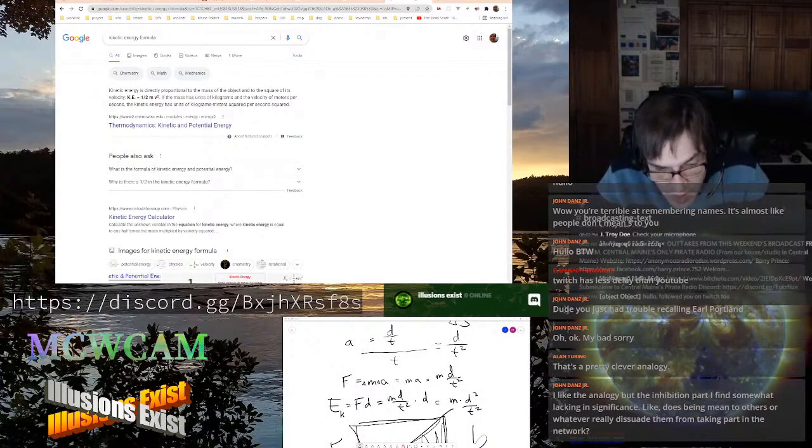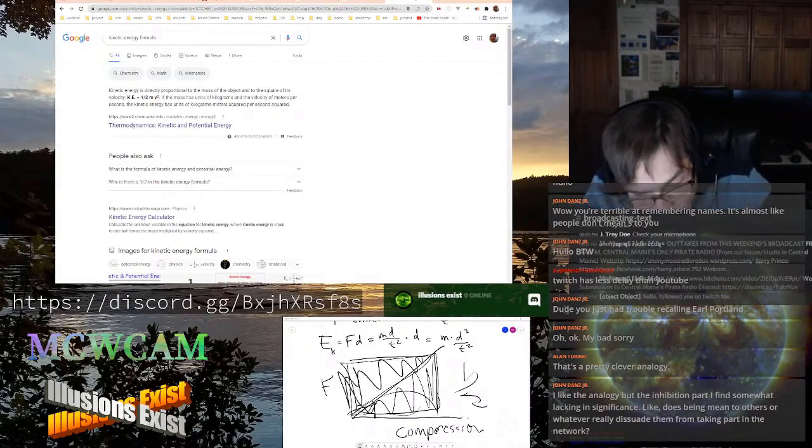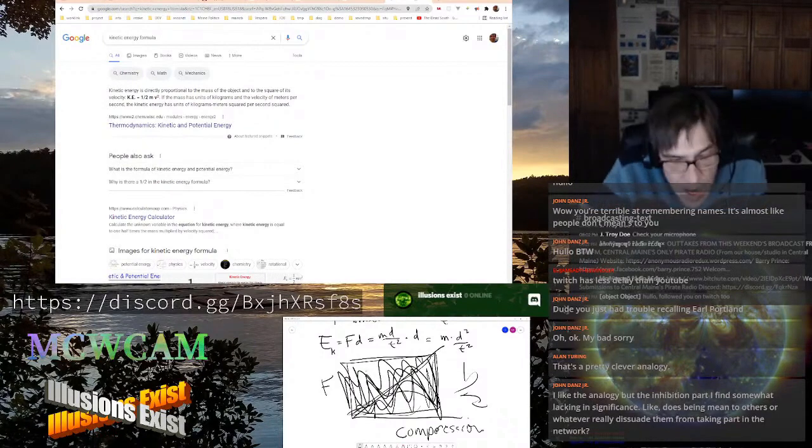And then since with energy you multiply by D, right? So that's how you get the D squared over T squared. That's why they say V squared. But it's not really V squared, it's D squared over T squared. And with gravity, it is the whole square. Why? Because gravity is constant.